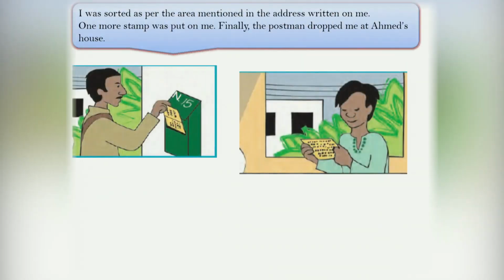I was sorted out as per the area mentioned in the address written on me. One more stamp was put on me. Finally, the postman dropped me at Ahmed's house. So this is the entire story of how a letter written by Rina has gone through and reached Ahmed's house. So you can see in this picture how Ahmed is reading it happily.